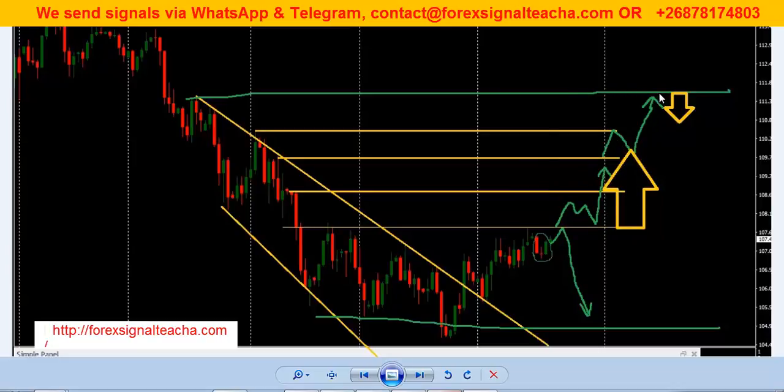But however, if it bounces here, depending on the candlestick formations that are going to come after this, but for now I was predicting that it was going to go up. That's why I put the arrow up.